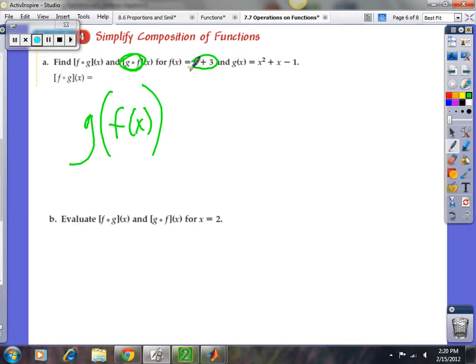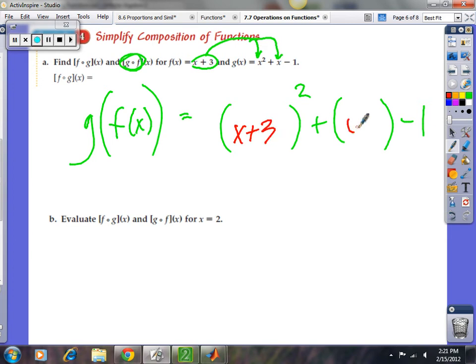Now you're taking F of X and you are substituting it into G of X. So I'm going to take this and substitute it right there and right there. So it's going to be parentheses squared plus parentheses. These are where the x's go. I just replaced x with parentheses. Now into the parentheses I'm going to substitute f of x, which is x plus 3, minus 1.